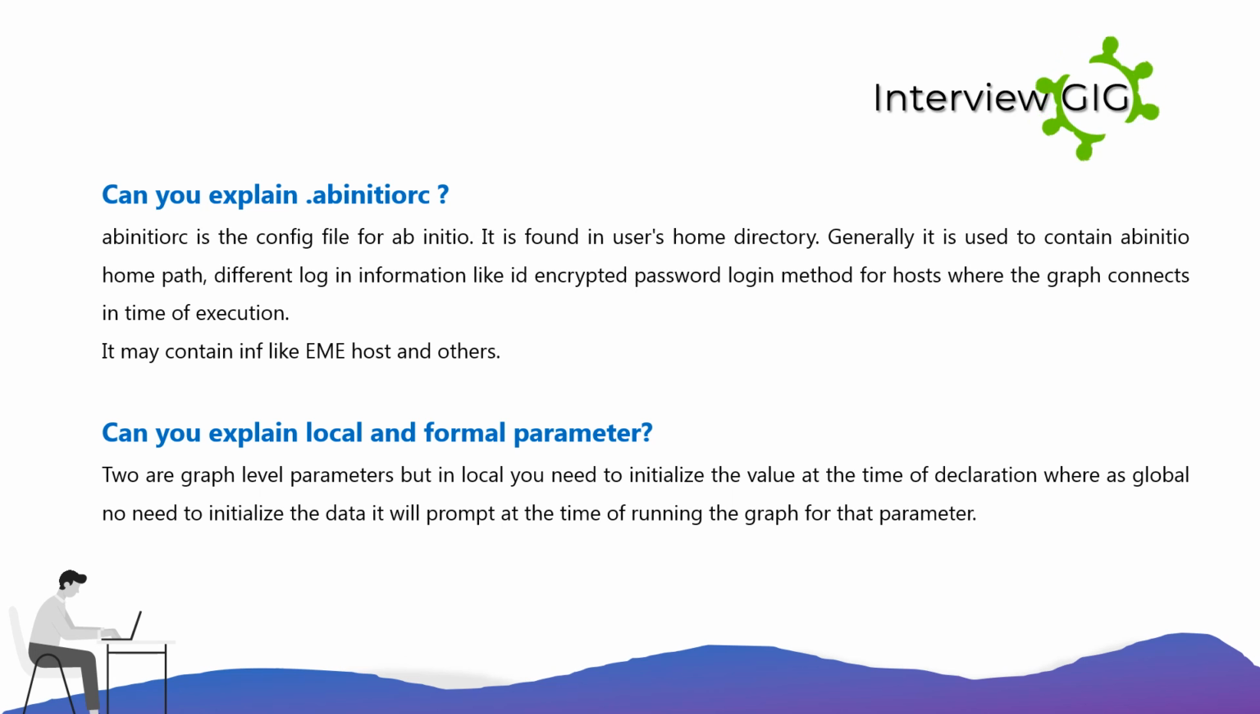Can you explain local and formal parameter? Both are graph level parameters, but in local you need to initialize the value at the time of declaration, whereas in formal there is no need to initialize the data; it will prompt at the time of running the graph for that parameter.